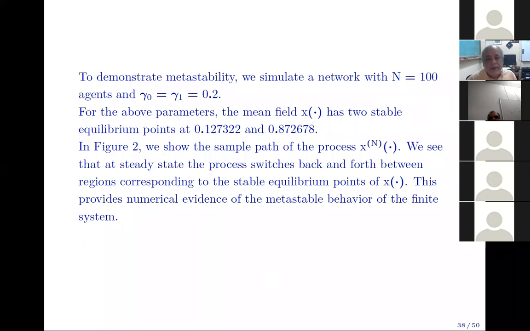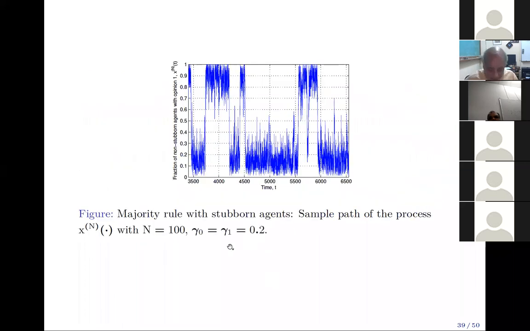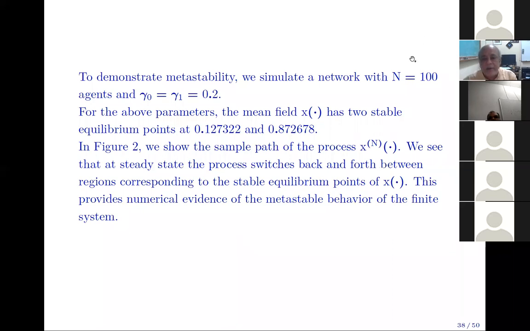And to demonstrate metastability, we simulate a network with n agents, with gamma 0 and gamma 1, the proportions stubborn at 0 or stubborn at 1, both being 0.2. The mean field has two stable equilibria, one near 0, which is at 0.12, and the other near 1, which is at 0.88. These two add up to 1. And we showed this here.